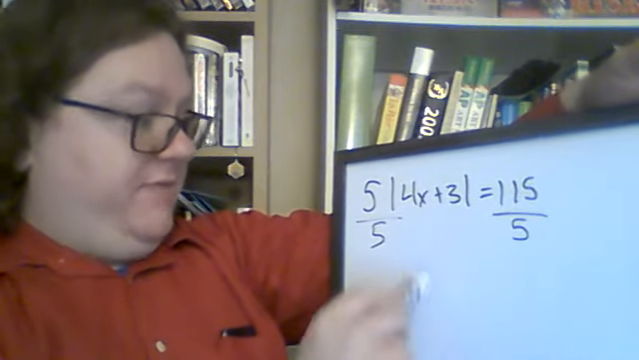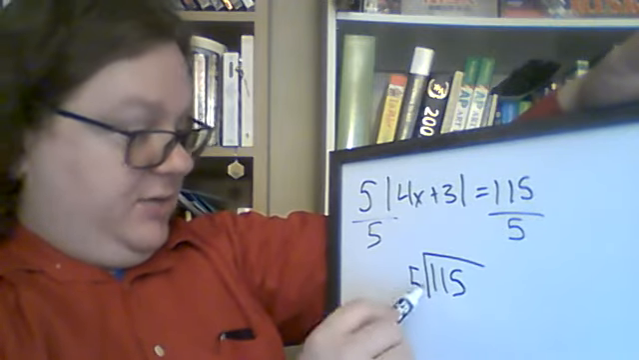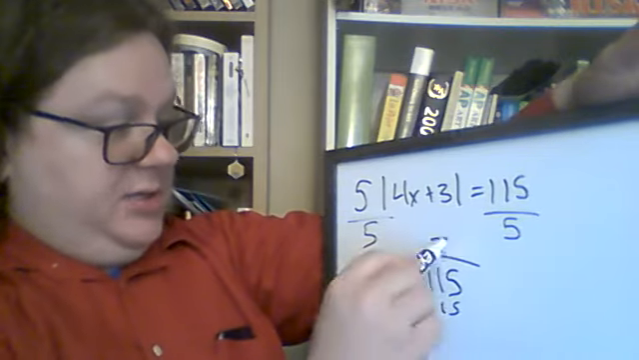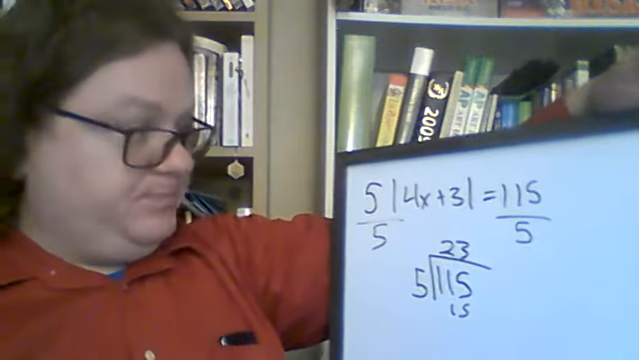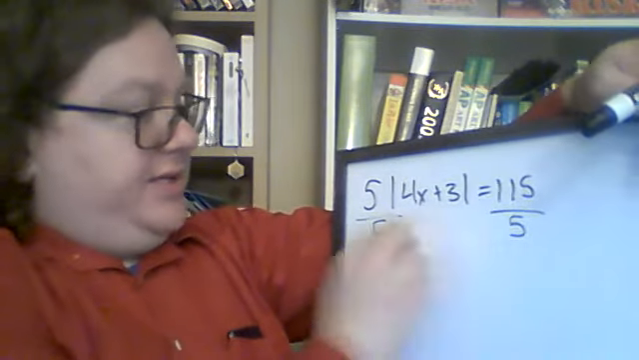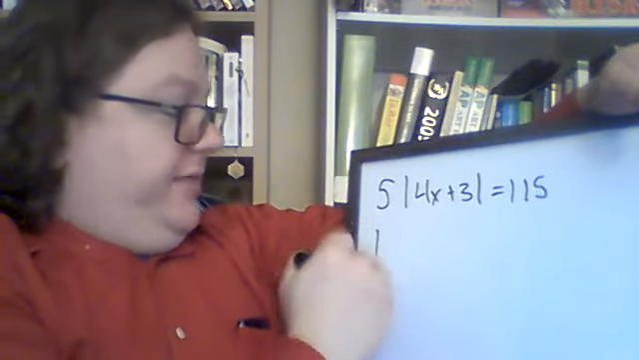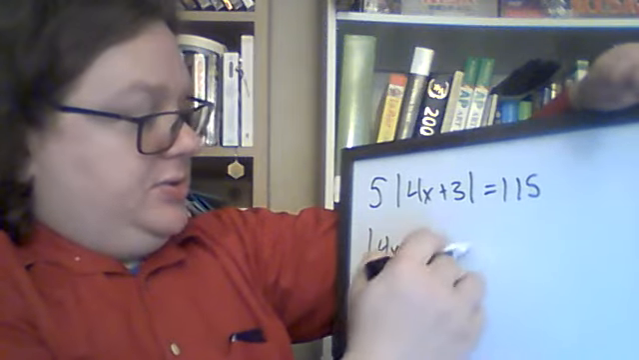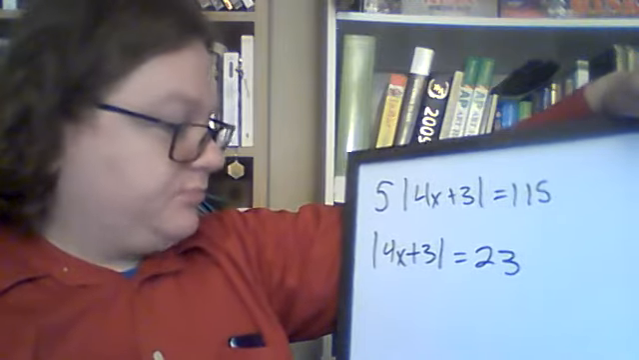115 divided by 5 is... I did this earlier, but I forgot it already. 5 goes into 11 twice, with 1 left over, 15, 23. 5 goes into 115 23 times. So now I will get rid of this and this. Drop down that 4x plus 3 equals 23. Okay, now I've got that.